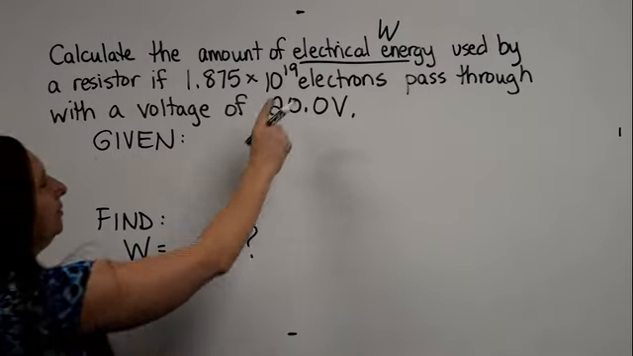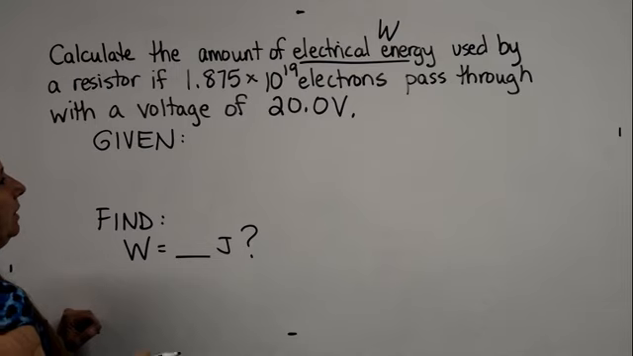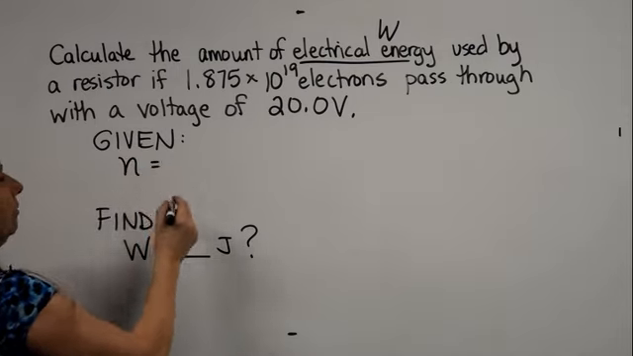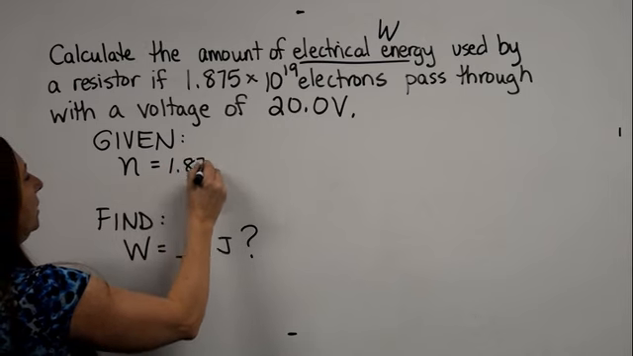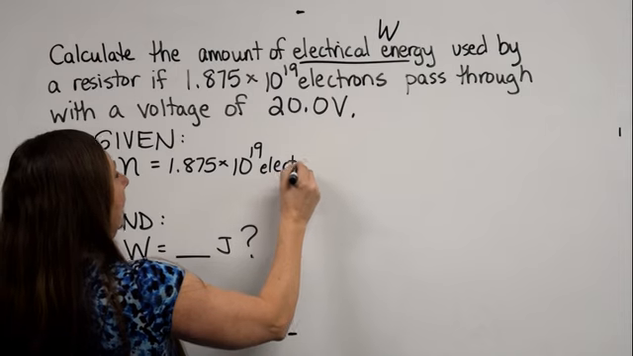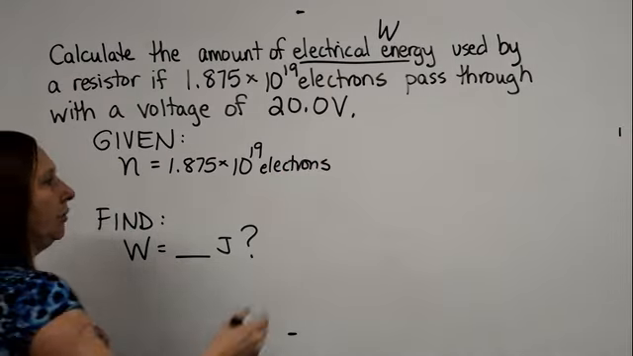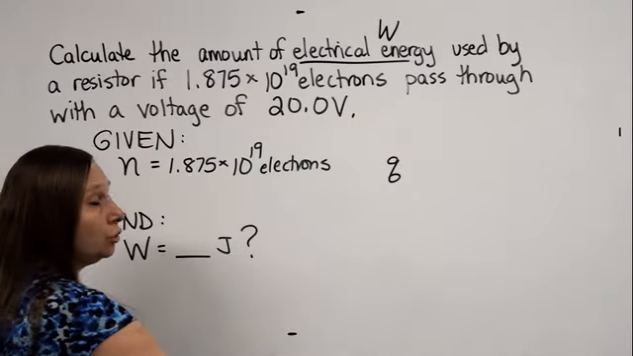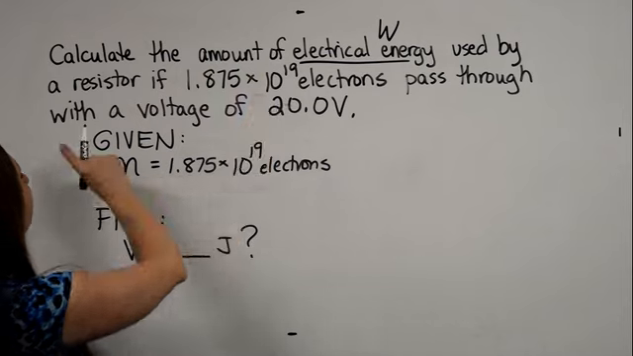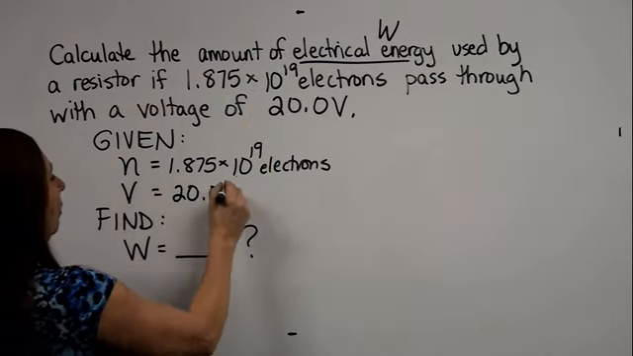If the electrical energy used by a resistor, if 1.875 times 10 to the 19th electrons, so they're giving us n, the number of electrons, is 1.875 times 10 to the 19th electrons. It seems to me we're going to have to convert that to Q, charge. We'll do that in just a minute. Pass through with a voltage of 20 volts. So the voltage is 20 volts.